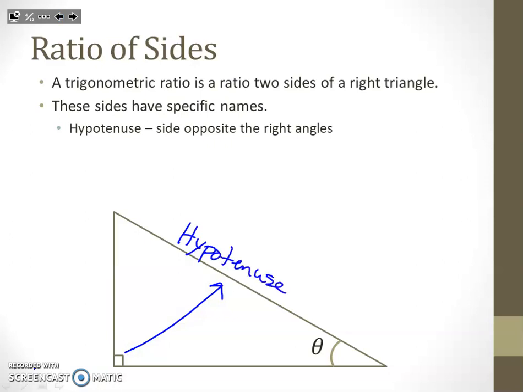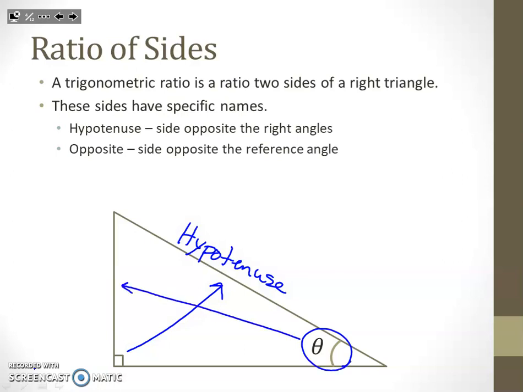The next side that we are going to go over is called your opposite side. Your opposite side is the side opposite the reference angle. We went to our 90-degree angle and drew a line to the opposite side, which was the hypotenuse. I'm going to do the same thing to find the opposite side. I'm going to start here at my reference angle and draw a line to the opposite side of that triangle. This side here is the opposite side.